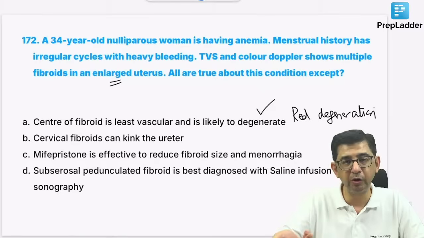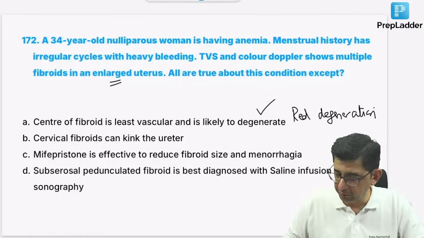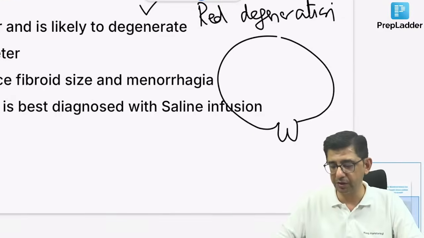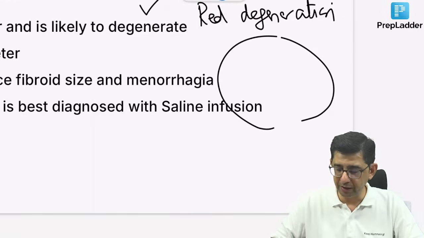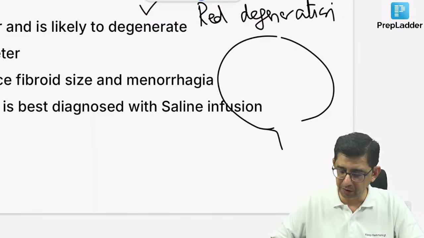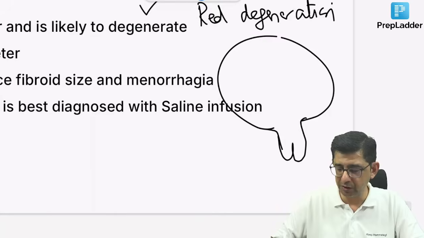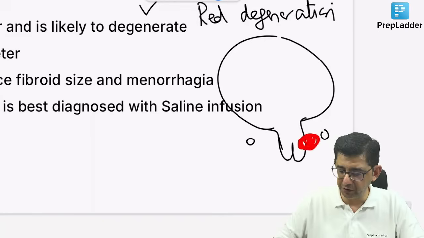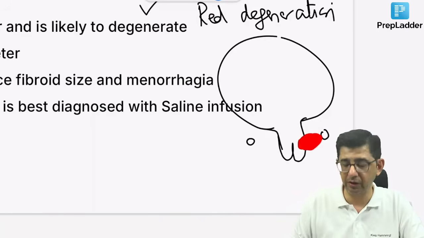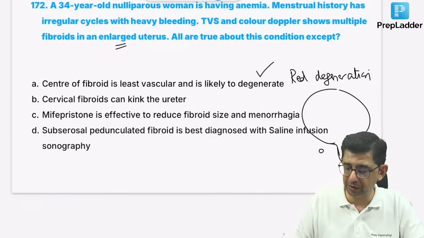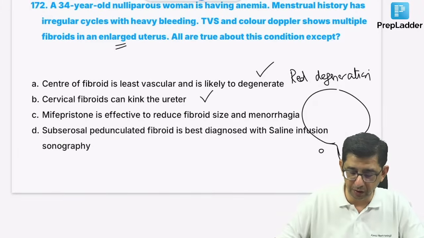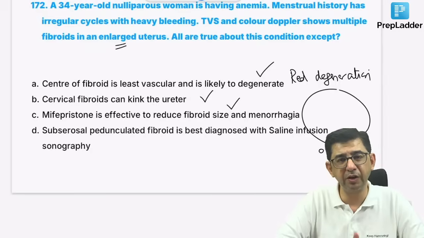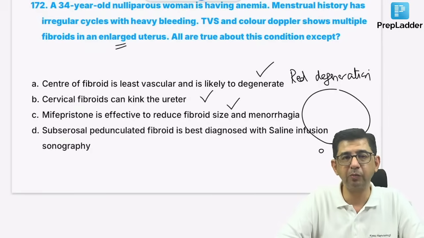Then cervical fibroids can kink the ureter. It is understandable if this is the uterus and this is the cervix, then adjacent to this would be the ureter. So if we are having a fibroid here and it is increasing in size, it can press on the ureter and that can result in hydronephrosis in a patient. So kinking of the ureter can occur. Then mifepristone is used to reduce the fibroid size. That makes sense because that would be a progesterone-based drug.